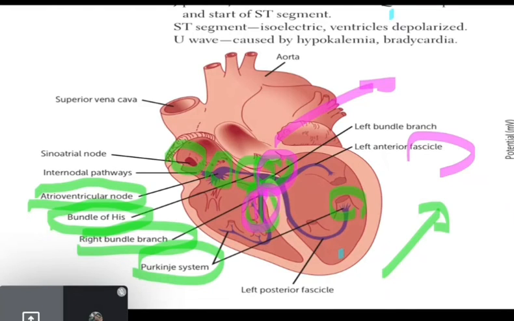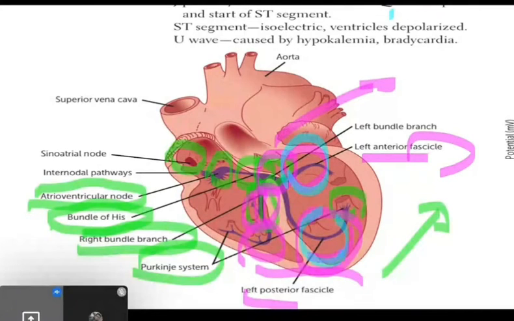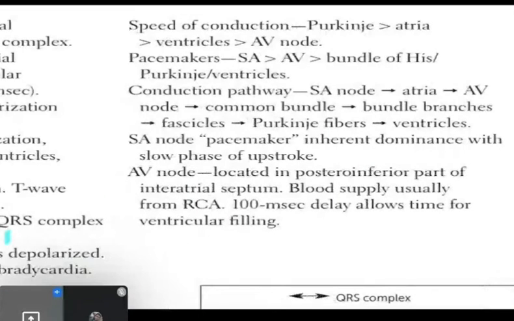Now you have also something called the fascicles. You have the left anterior fascicle and the left posterior fascicle, and the same on the right and on the left. So the fascicles are like this: here is the fascicle, here is the fascicle, the anterior and posterior. This one is the fascicle, this one is the fascicle, and the same for the other side of the heart. Now we take a look over the conduction system of the heart.